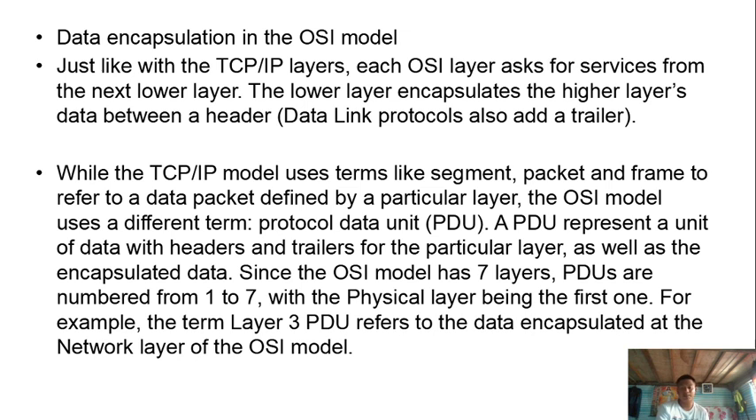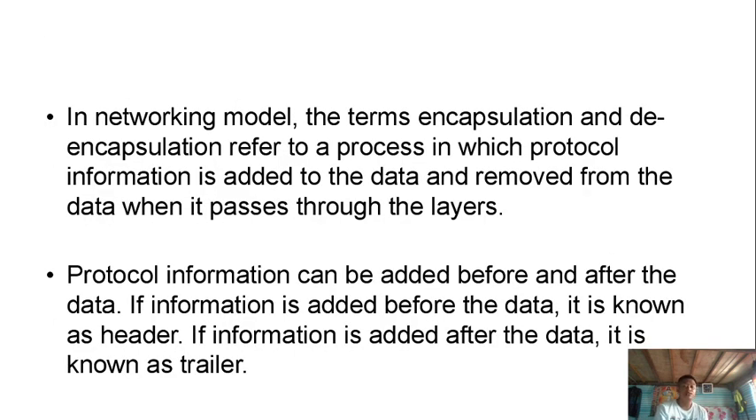Since the OSI model has 7 layers, PDUs are numbered from 1 to 7, with the physical layer being the first one. For example, the term layer 3 PDU refers to the data encapsulated at the network layer of the OSI model. So, in networking models, the terms encapsulation and decapsulation refer to a process in which protocol information is added to the data and removed from the data when it passes through the layers. Protocol information can be added before and after the data. If information is added before the data, it is known as a header. If the information is added after the data, it is known as a trailer.